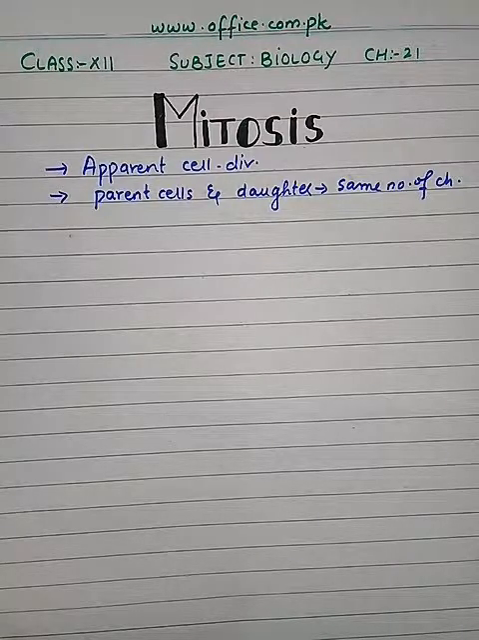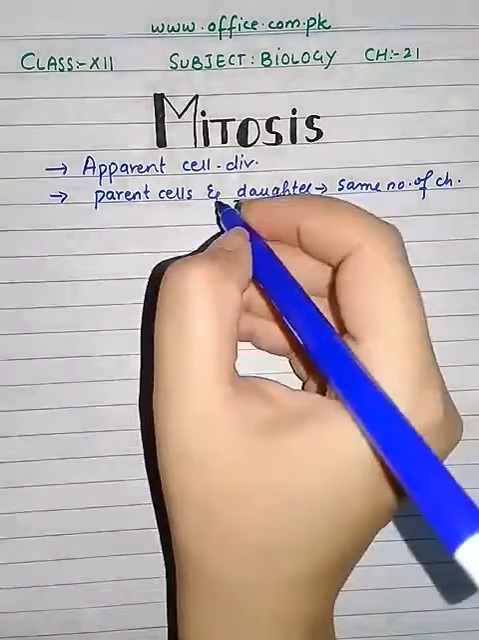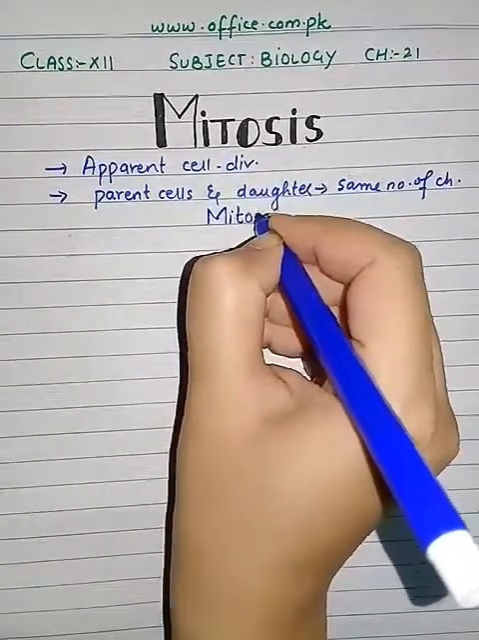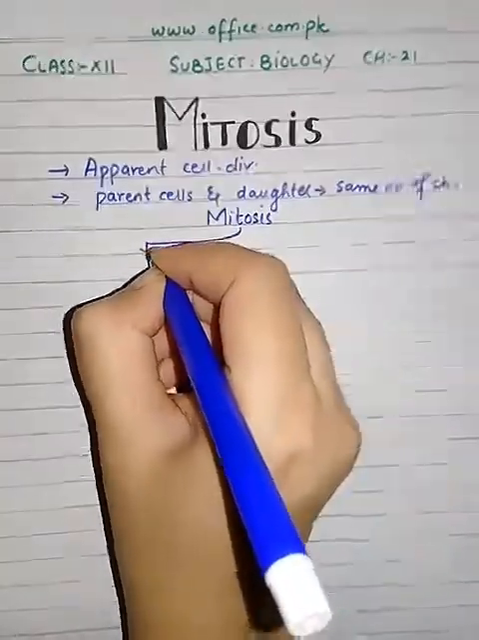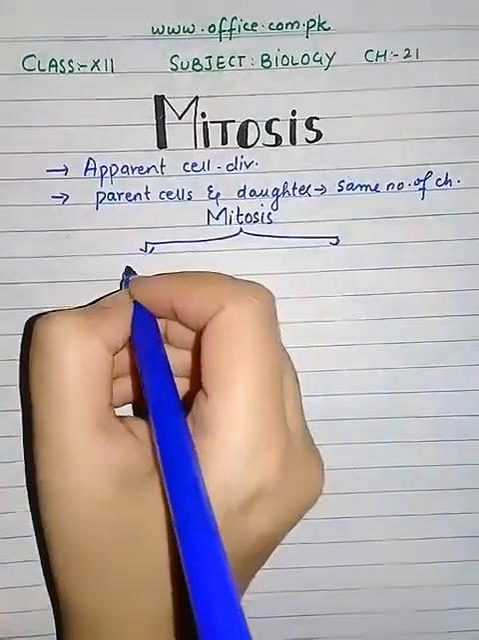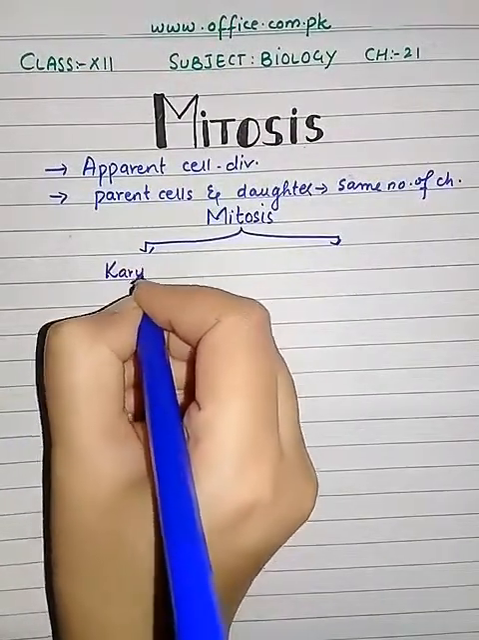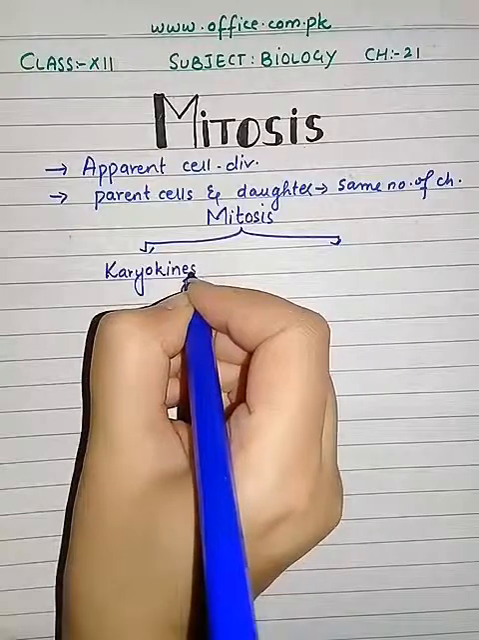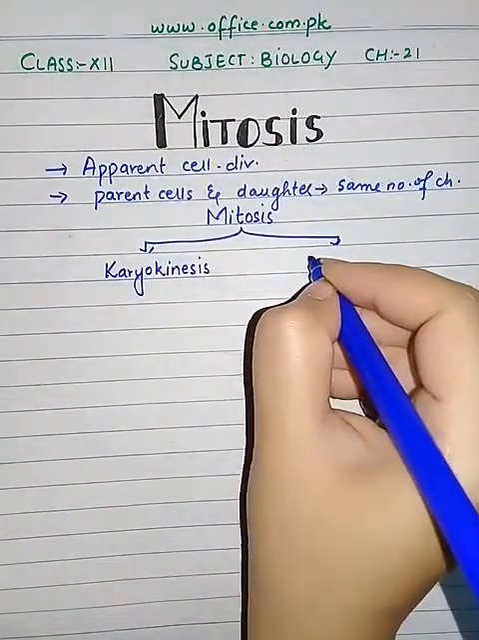Now the basic importance of mitosis is that it ensures growth, and it can take place in haploid cells as well as in diploid cells, and it occurs in all parts of the body whenever it is required. So it is a continuous process, and it is divided into two subphases. The first one is karyokinesis, and the other one is cytokinesis.